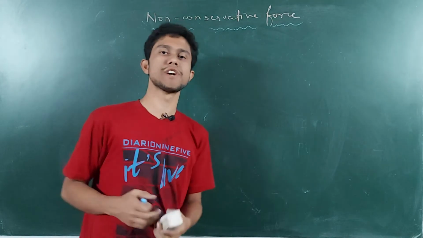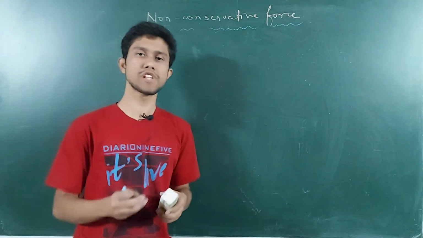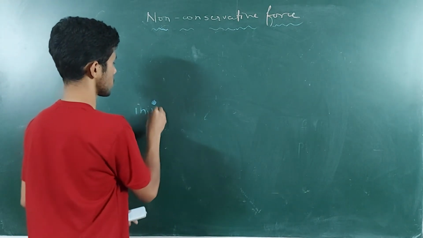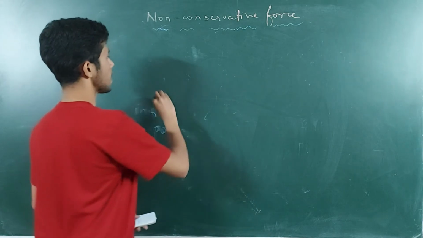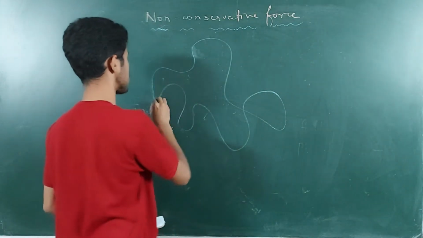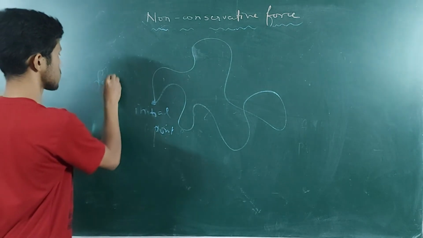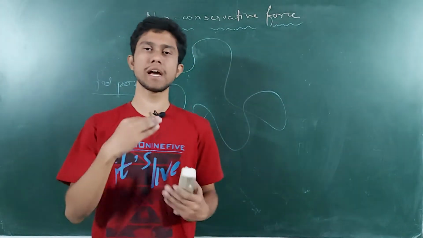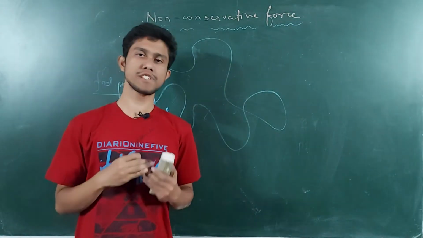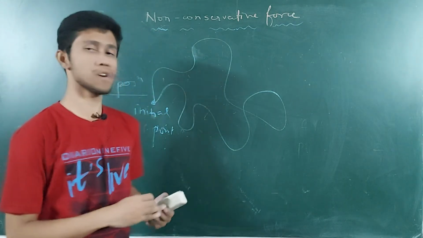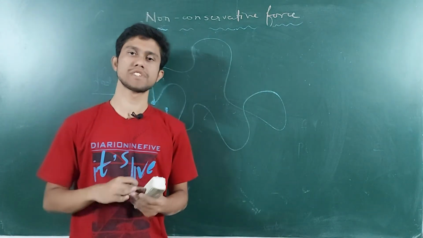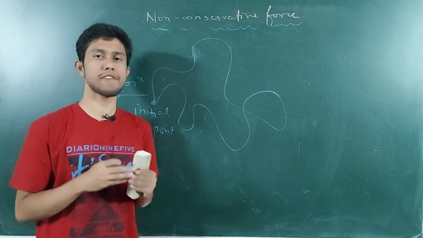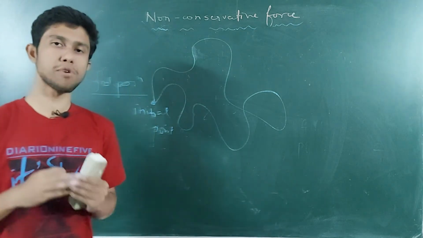So what is a return journey? I have told you a return journey is one in which the initial and final points are the same. So suppose this is the initial point, okay? And now the body goes and again comes to this position. So this is also the final position. I have told you the non-conservative force is exactly opposite of a conservative force. A conservative force is the one in which in a return process the work is 0, as it depends upon the initial and final states. But here it does not depend upon the initial and final states. It depends upon the path taken.